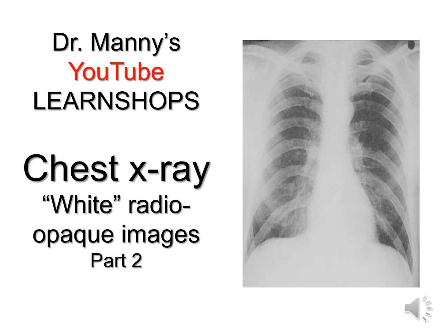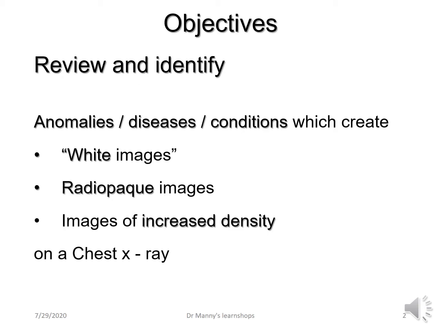Welcome to Chest X-ray Part 2, and this will be reviewing white or radiopaque images on an AP film. Okay, the objectives for this session are to review and identify the anomalies, diseases, and conditions which create white images or radiopaque images, or images that have increased density on a chest X-ray.